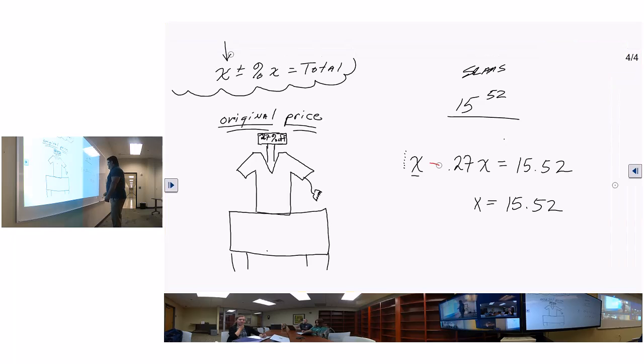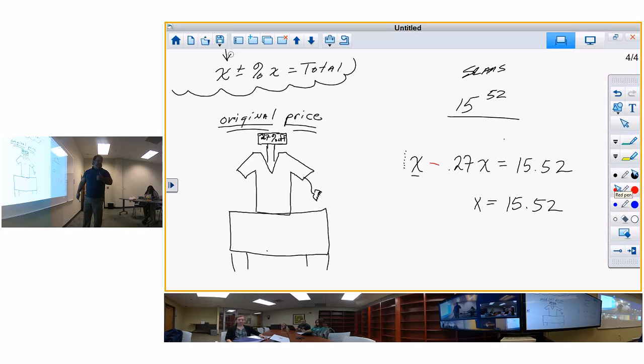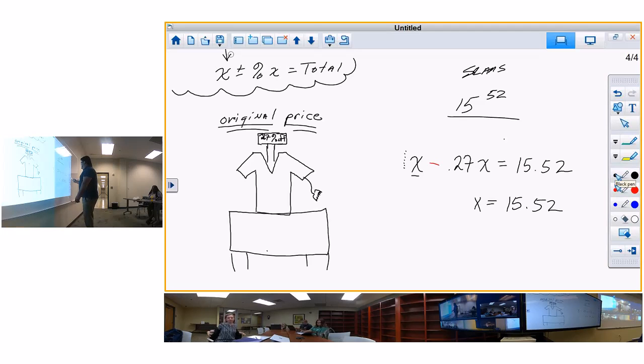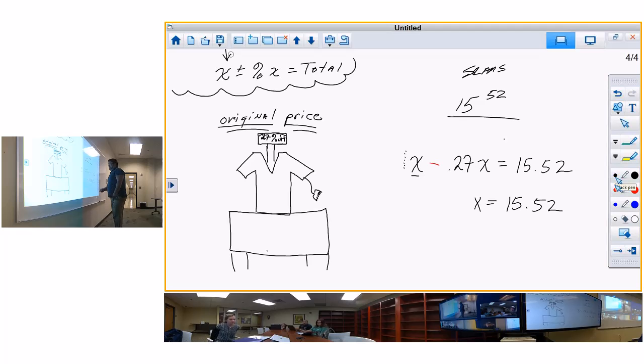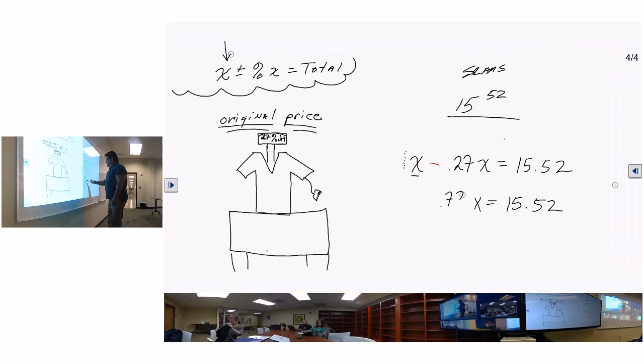That's a minus. I said taxes when I just said discount. Did I say taxes? Yep. I'm sorry. So what's 1 minus 0.27? Well, that'd be 0.73. There we go.